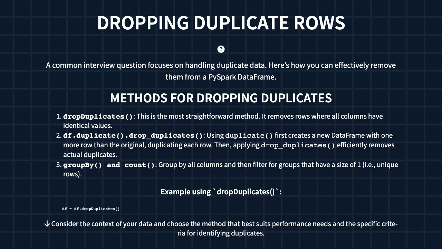Finally, you can group by all the columns and count the occurrences. Then filter for groups that have only one row. These are your unique rows.